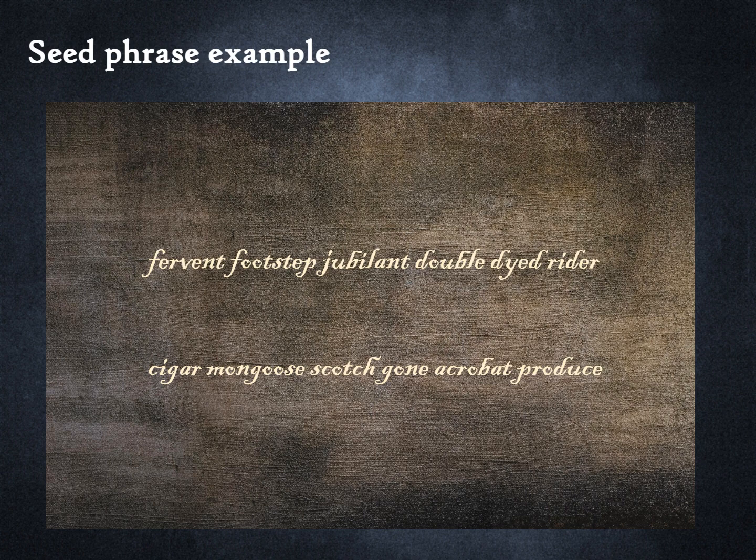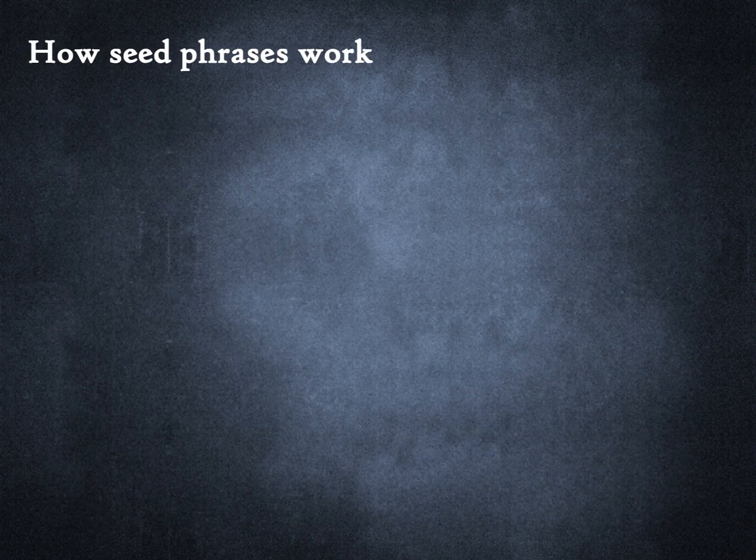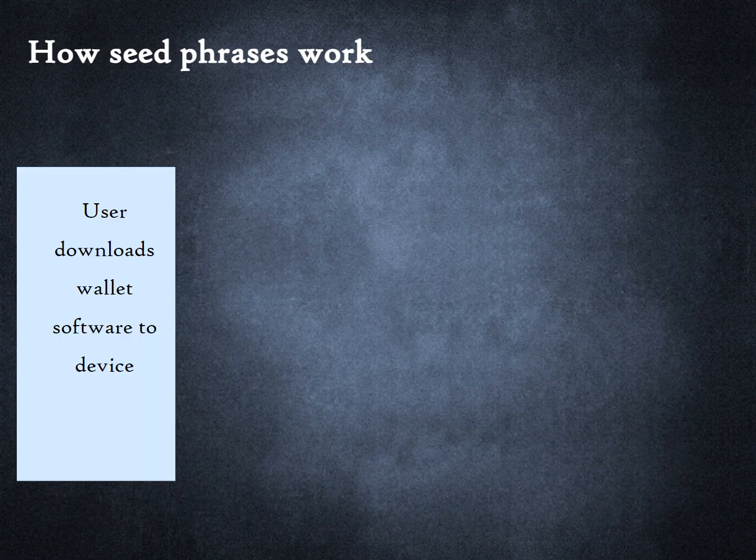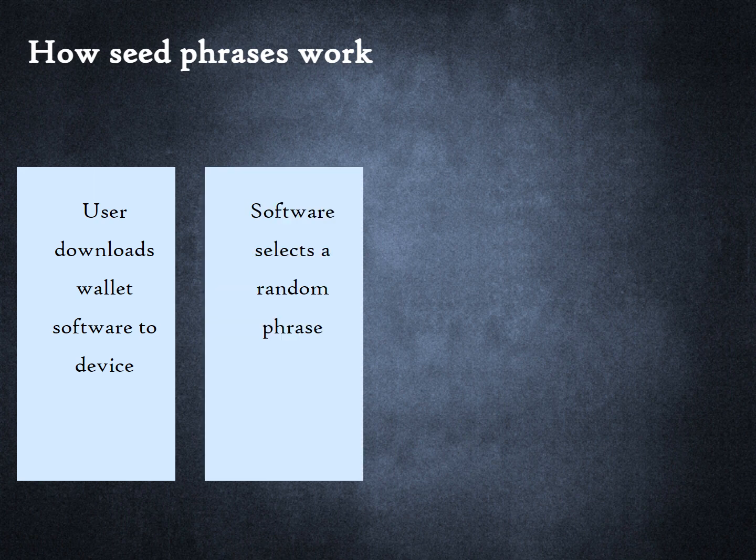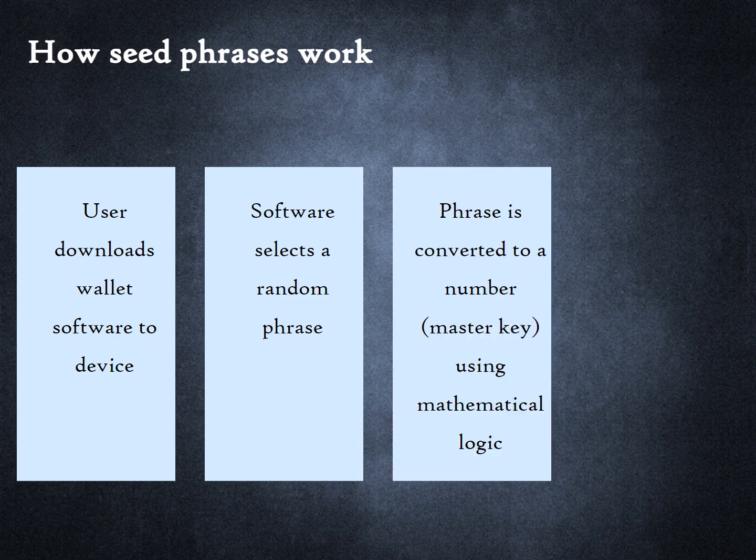Of course, the wallet holder can end up losing the seed phrase. But writing down one seed phrase that consists of English words is easier than writing down multiple private keys in an exotic representational format. The seed phrase is created when the wallet software is downloaded to the hardware. The software selects a random phrase consisting of words picked up from a dictionary. Then the phrase is converted to a number using certain mathematical logic. We can call this the master key.